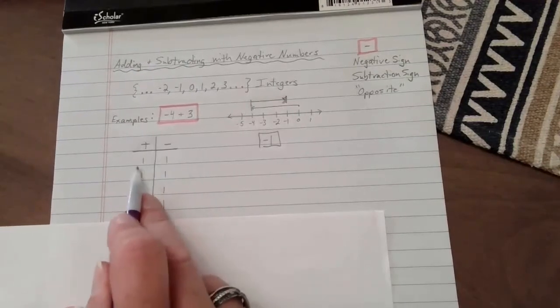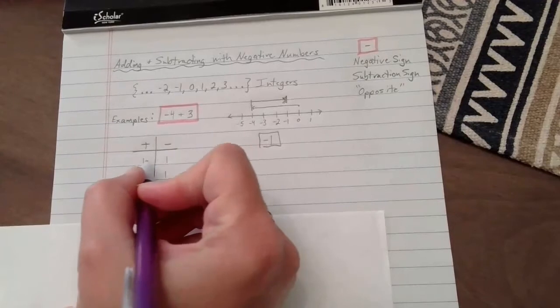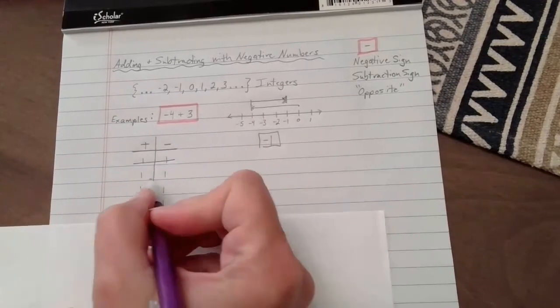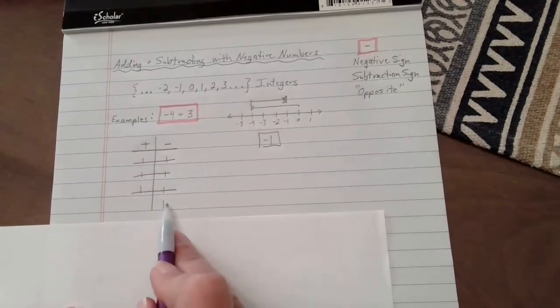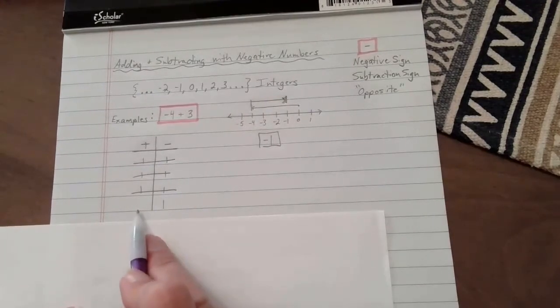So again, I have 4 negatives, I have 3 positives. What do a negative and a positive do to each other? They undo each other. Those guys undo each other. Boom, gone. What's left? Just this one guy here. There's nothing to undo it.